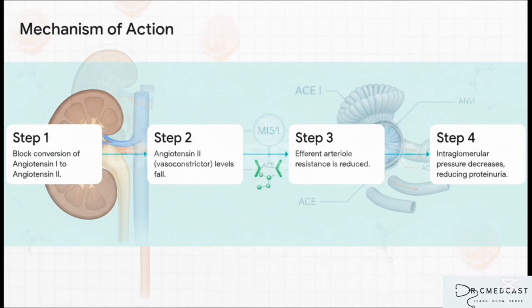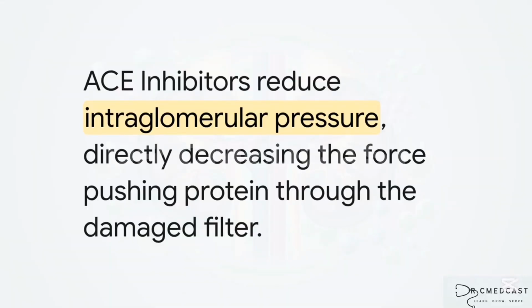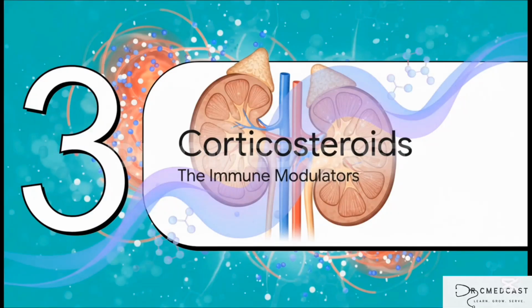This opens up the exit, which dramatically lowers the pressure inside the glomerulus, and that's what reduces the amount of protein being forced out. If you remember one thing about ACE inhibitors for your renal exams, let it be this. This is the exam pearl. They reduce intraglomerular pressure. This single hemodynamic effect is the key to their kidney protective power. By lowering that pressure, they directly ease the force pushing protein across that damaged filter. So ACE inhibitors are great for the pressure problem, but they don't fix the underlying cause.